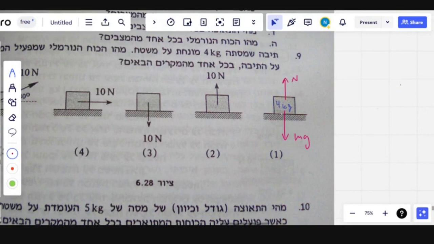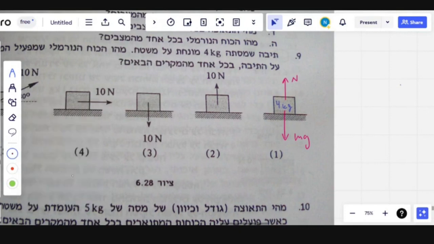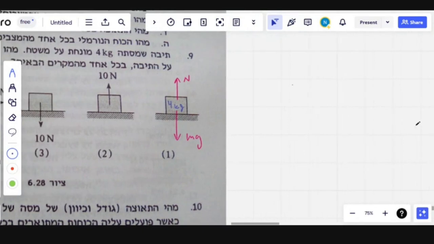And this is static? No, we talk about static when it comes to friction. This is not friction. So this is just the normal force. What's keeping the box from accelerating down? It's the table holding it. So the table is applying a force, and this force is called the normal force.